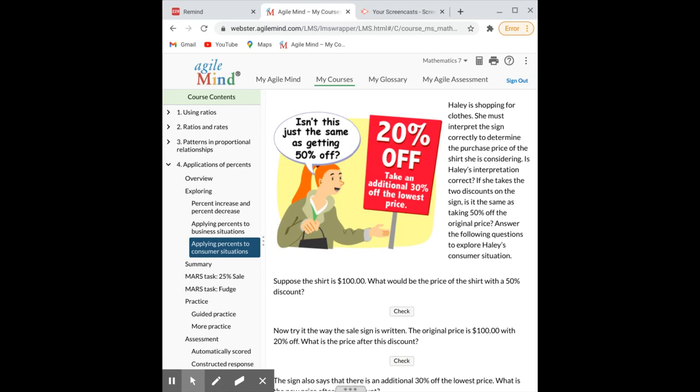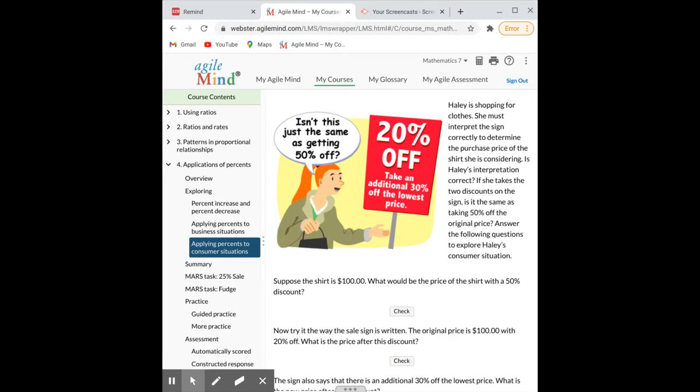Which part do I read? I want you to read from the top where it says Haley. Haley is shopping for clothes. She must interpret the sign correctly to determine the purchase price of the shirt she is considering. Is Haley's interpretation correct? If she takes the 2 discounts on the sign, it is the same as taking 50% off the original price. Answer the following questions to explore Haley's consumer situation.